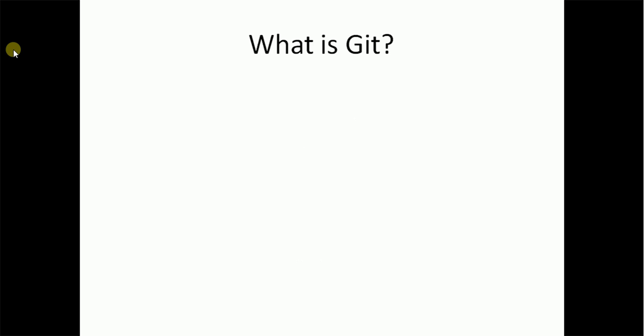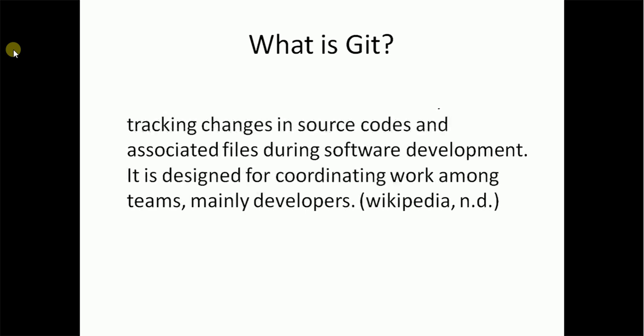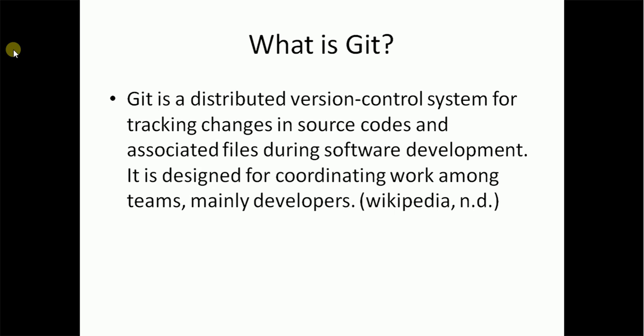What is Git? Git is a distributed version control system for tracking changes in source code and associated files during software development. It is designed for coordinating work among teams, mainly developers. It's a tool that manages version control.